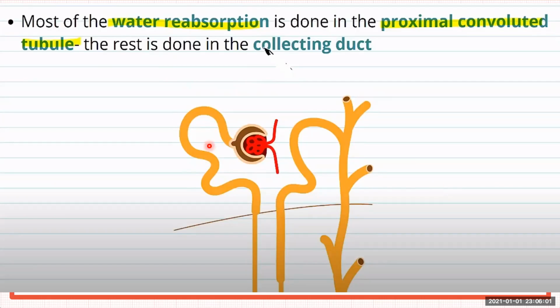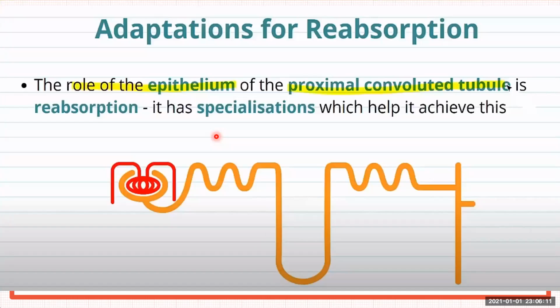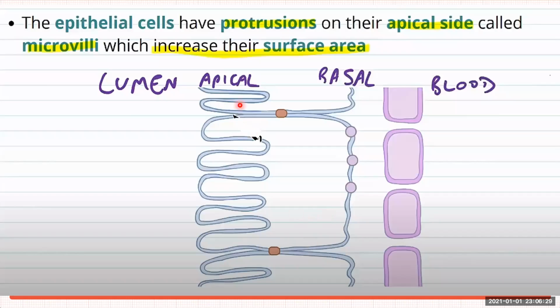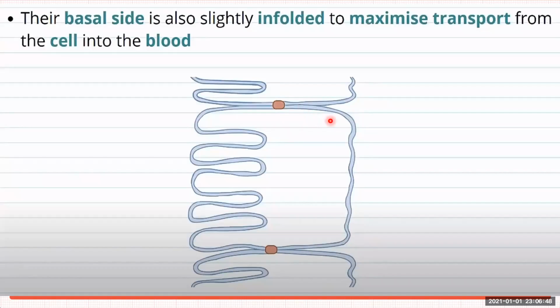And then the later part is done in the collecting duct. So for all this selective reabsorption to happen, the role of the epithelium of the proximal convoluted tubule is very, very important. As we just discussed, these apical cells have protrusions, which are microvilli, which increase surface area. The basal layer has sodium potassium pumps, and the cells are connected through tight junctions, so nothing can pass between them. The basal side is also enfolded to maximize the transport of solutes into the blood.